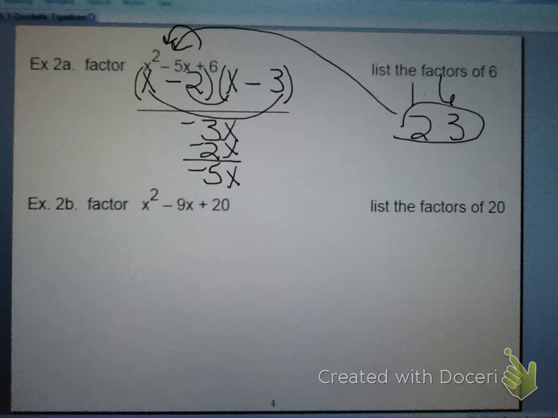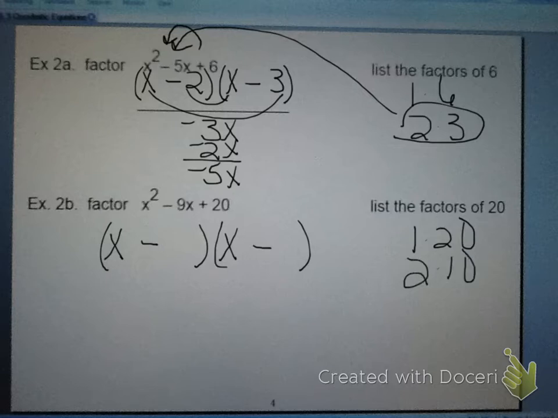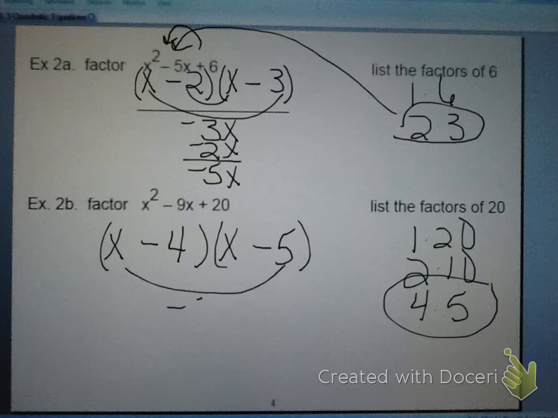Okay, example 2b. Again, the last sign is positive, so they are both going to be whatever the first sign is, which is negative. Factors of x squared, x and x. Factors of 20. 1 times 20, 2 times 10, 4 times 5. Now, which factors add up to get 9? 4 and 5. And again, always check. That's a negative 5x, and a negative 4x is negative 9x.